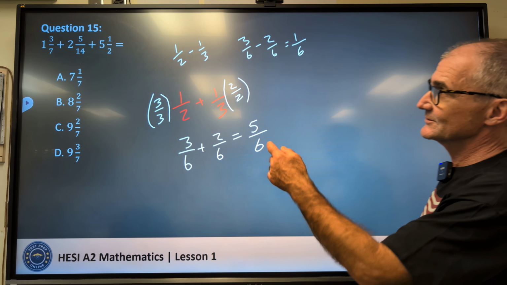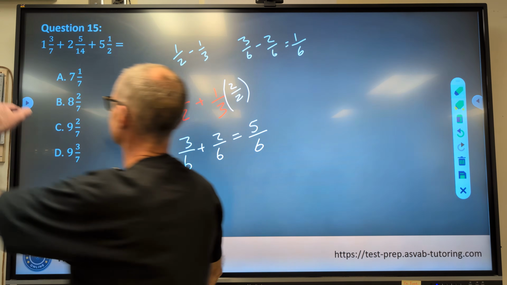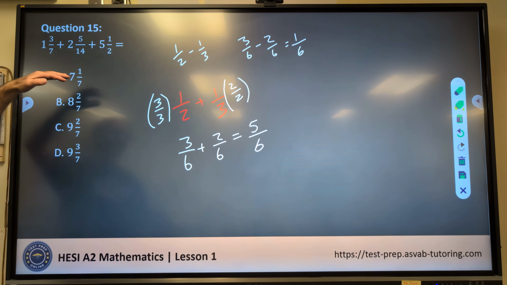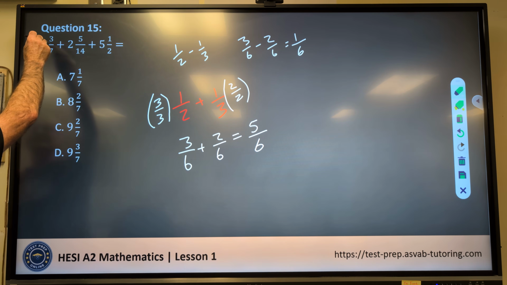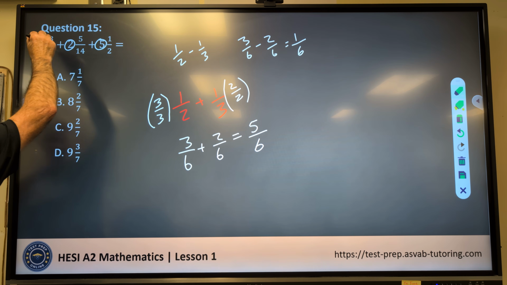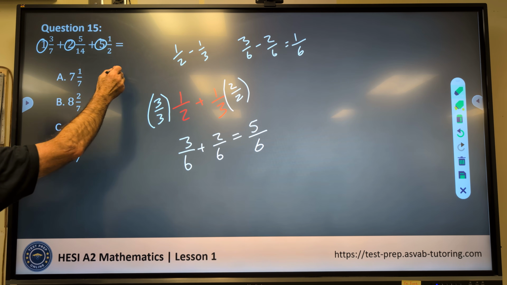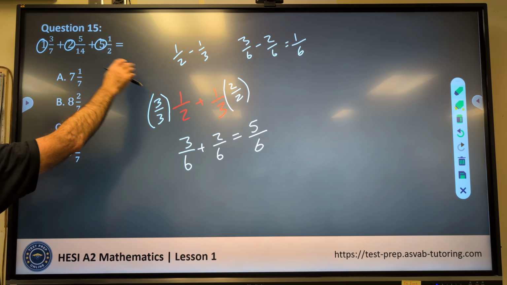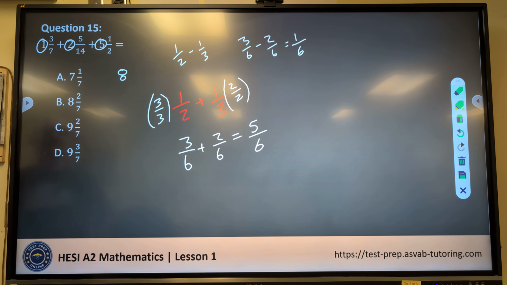Okay, so the way I'm going to add this fraction together, actually you take my lesson right there and then pause the video, do this problem. First, I'm just going to look at these numbers, 1, 2, and 5. I'm going to add those together to get 8. So it's going to be 8 and change. So it's not that one.